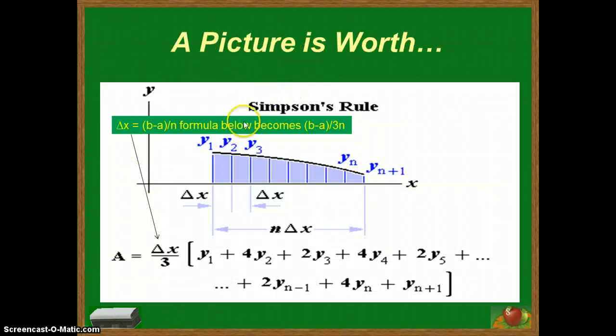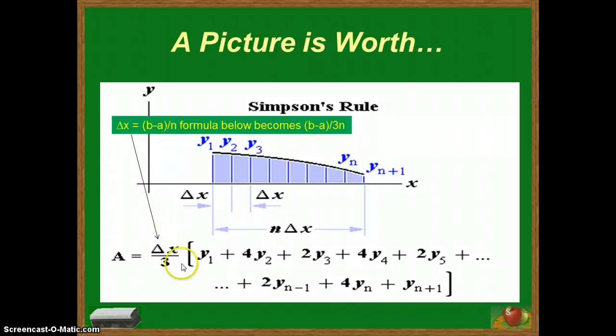A picture's worth 1,000 words. So let's say here we have a curve and we fit parabolic arcs underneath the curve that happen to fit very nicely. Delta x here is the same as b minus a over n, and the formula becomes b minus a over 3n. The derivation of Simpson's formula I think is beyond the scope of this course, but I will do it in class for you.